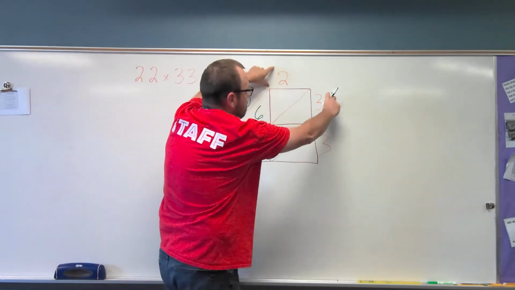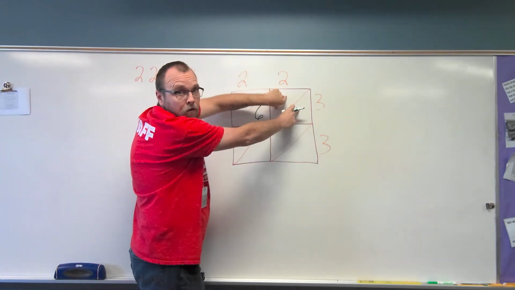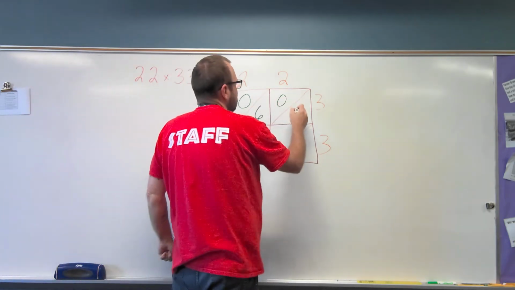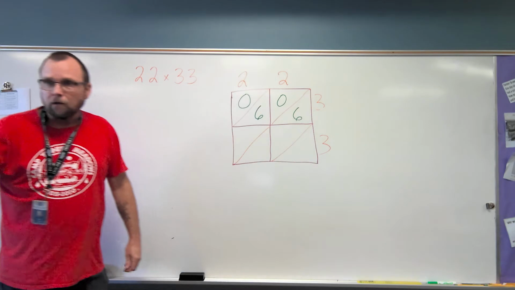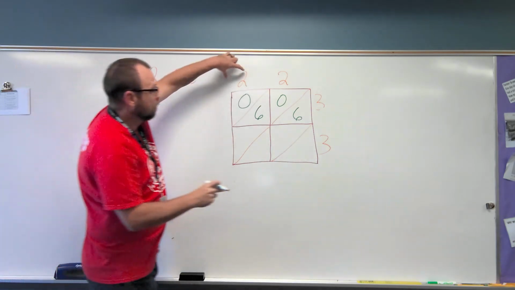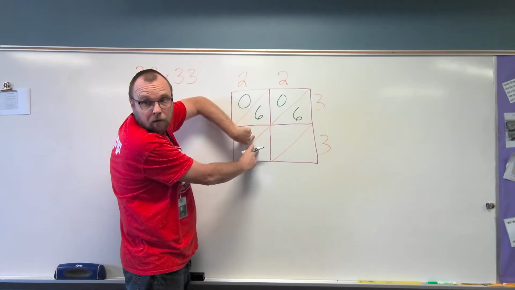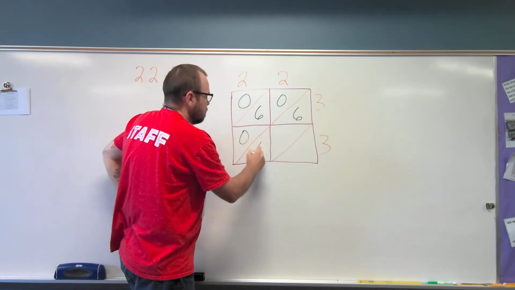I have 2 times 3, and these two numbers meet here. So Grace, what's 2 times 3? 6. Good. We're even into more difficult, Grace. We have 2 times 3, and they meet here. So what's 2 times 3? 6. Good. We have 0 tens and 6 ones.